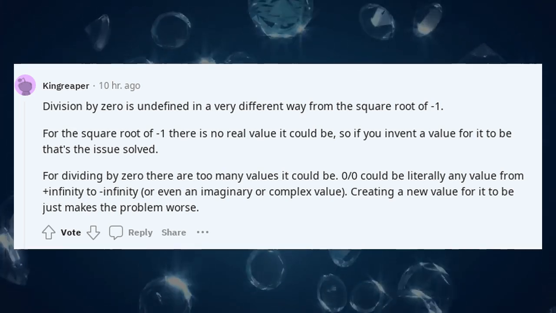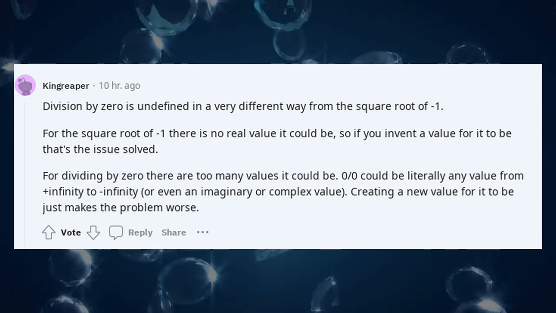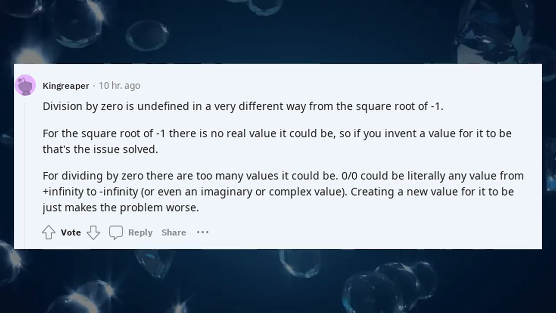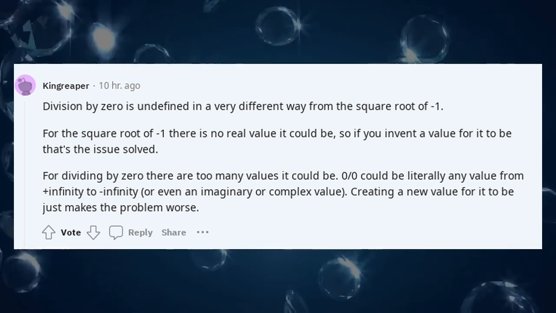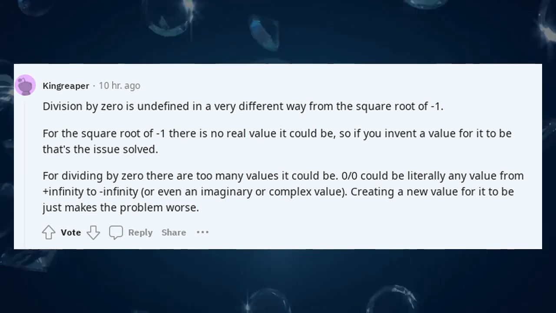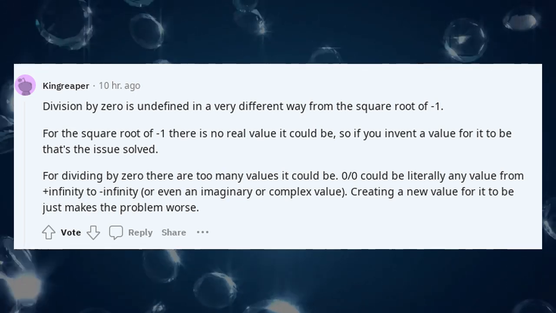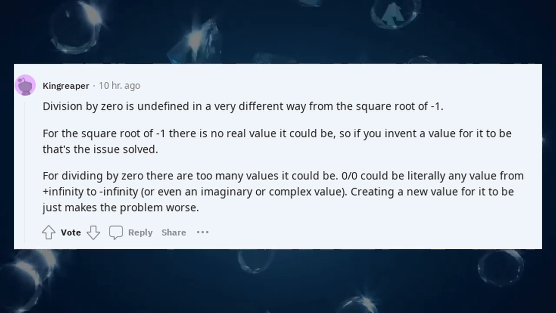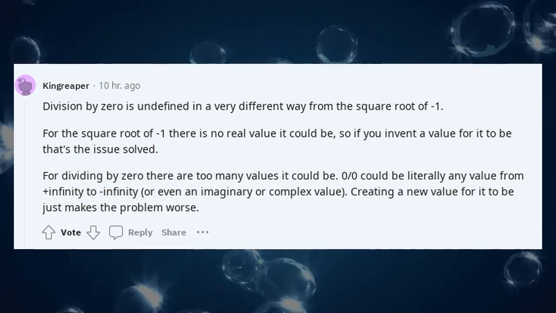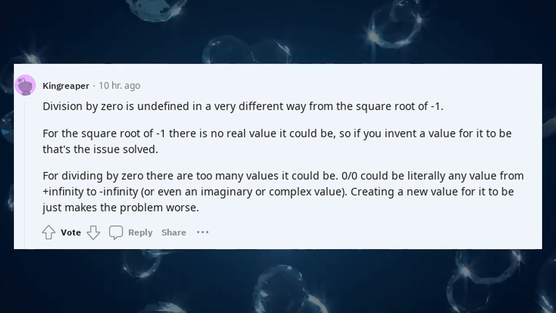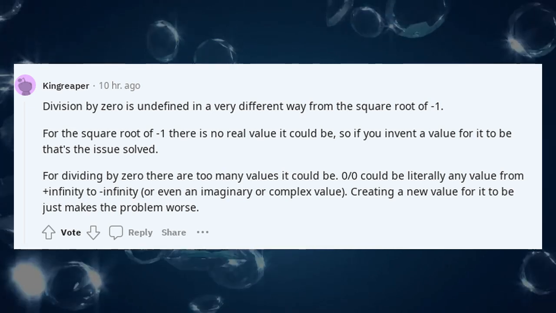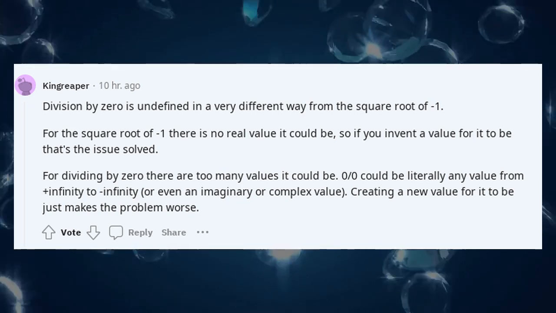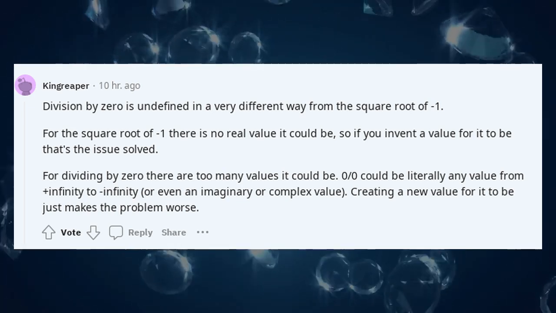For the square root of -1 there is no real value it could be. So if you invent a value for it to be, that's the issue solved. For dividing by 0 there are too many values it could be. 0/0 could be literally any value from -infinity to infinity, or even an imaginary or complex value. Creating a new value for it to be just makes the problem worse.